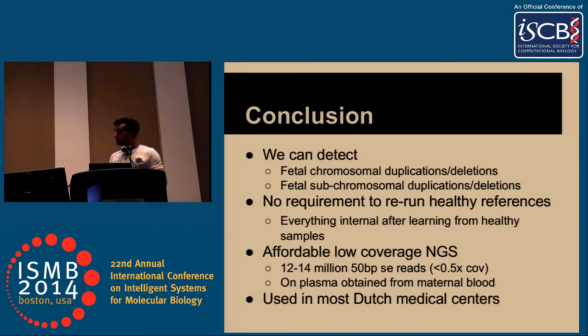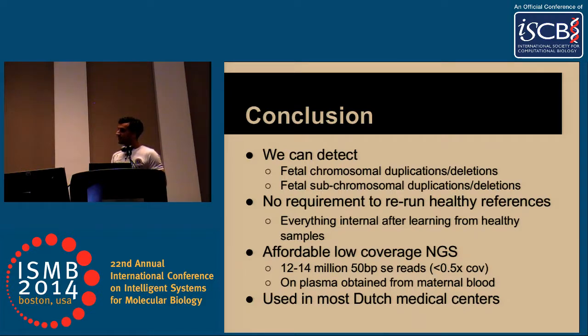So taking all of this together, we have shown that it's possible to find both chromosomal as well as subchromosomal aberrations. And we do not actually need to rerun healthy reference samples every time we need to test a sample. And we can do all of this using very affordable low coverage NGS. So only 12 to 14 million reads is enough. And these reads are just single end reads.